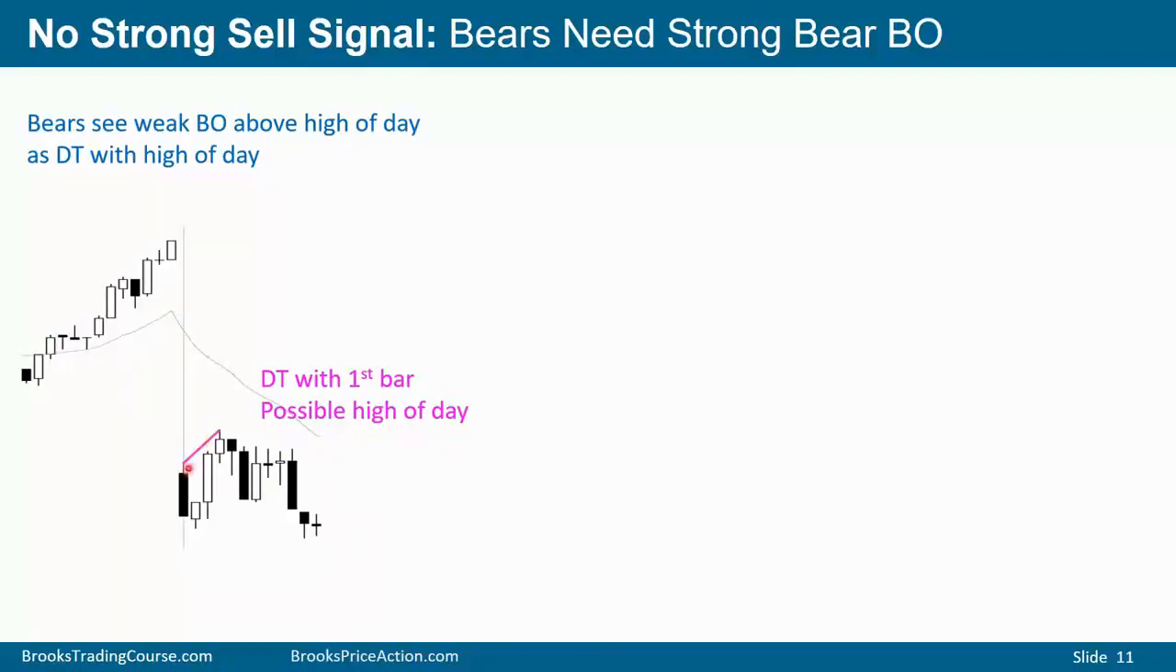You can call this a double top. We have a low 2, low 1, low 2. The bears are hoping that this double top is the high of the day. But look at the sell signal bar. It's a bull body, and we have 3 consecutive bull bars. That is a low probability sell.